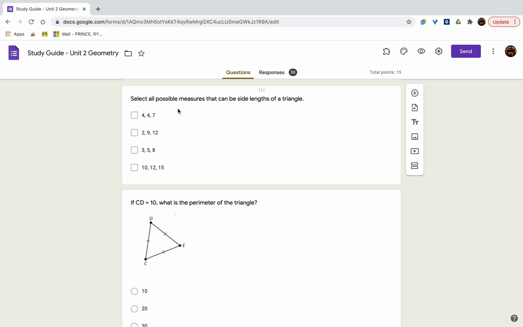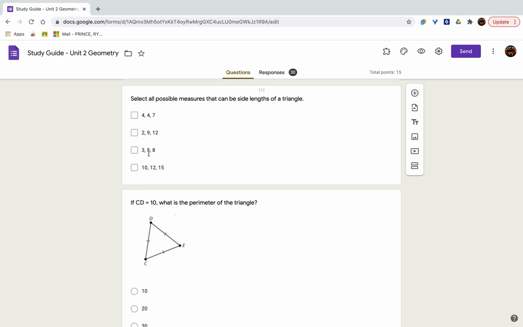Select all possible measures that can be side lengths of triangles. To do these, you add the two small numbers together, and if they're bigger than the big number, then it can be a triangle. 4 plus 4 is 8. 8 is bigger than 7. It works. 9 plus 2 is 11. 11 is smaller than 12, so that can't be a triangle.